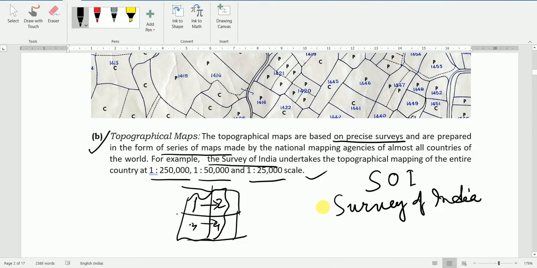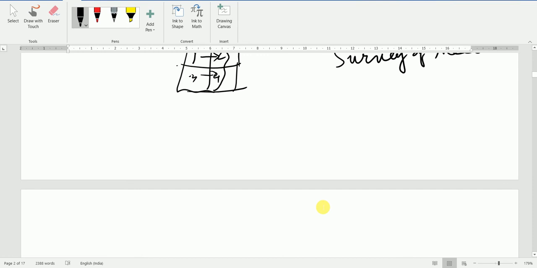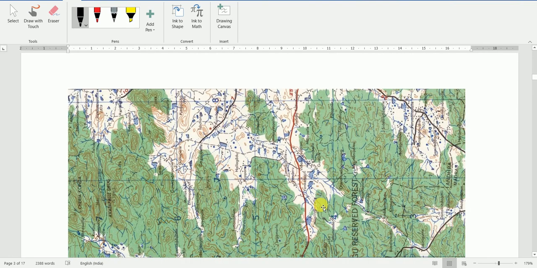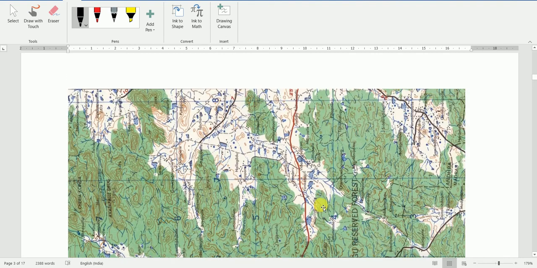See, let me show you just one example. When we are in the lab, you can see these different topographical maps of different parts of India. So this is an example, a piece of a topo sheet. Actually, this is not the whole sheet. If I present the whole sheet, then you may not be able to see the details. So this is a part of a topo sheet.